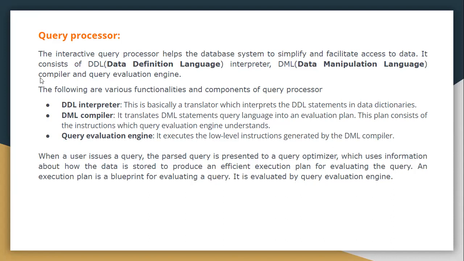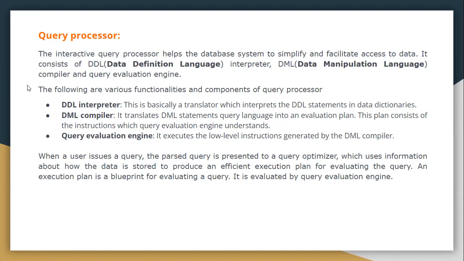DDL is basically a translator which translates DDL statements into data dictionaries. The DML compiler translates DML statements in query language into an evaluation plan. This plan consists of instructions which the query evaluation engine understands. The query evaluation engine executes the low level instructions generated by the DML compiler.